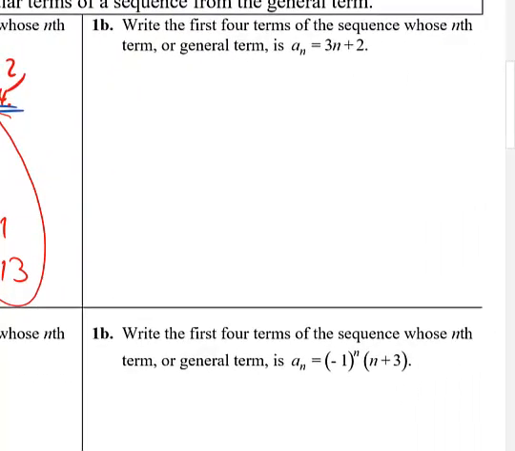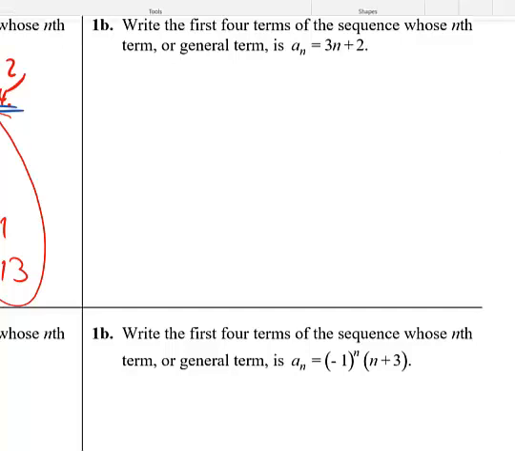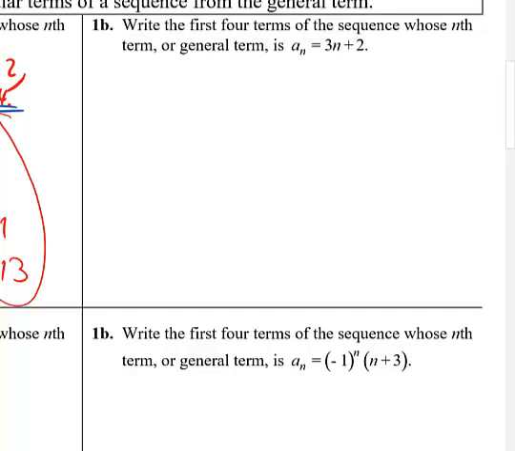And then this next one should be pretty similar. It says, write out the first 4 terms of the sequence whose nth term, or general term, is a sub n equals 3n plus 2. So I'm trying to find the first through the 4th term. So I'll find a sub 1, a sub 2, a sub 3, a sub 4.